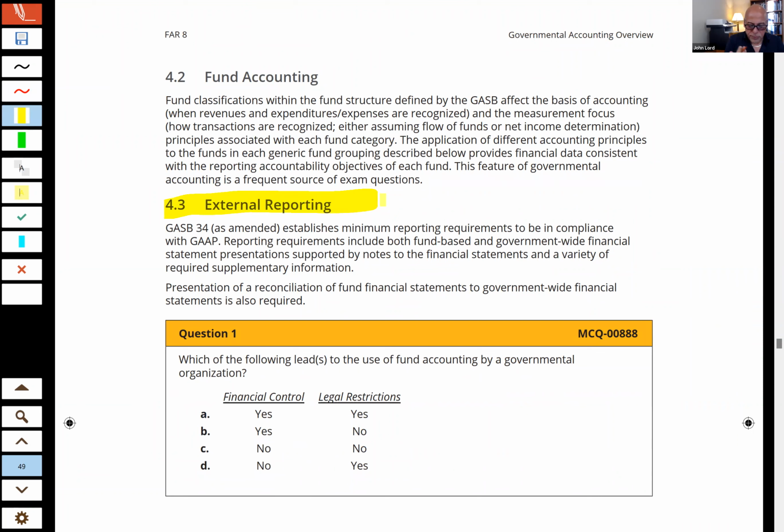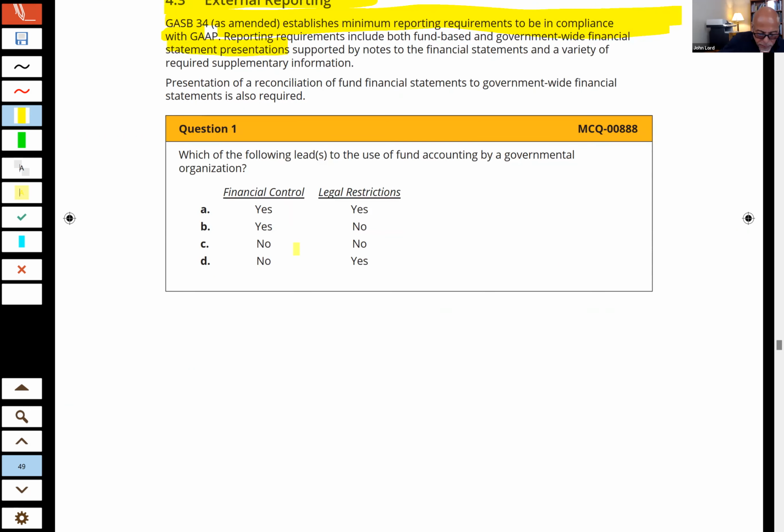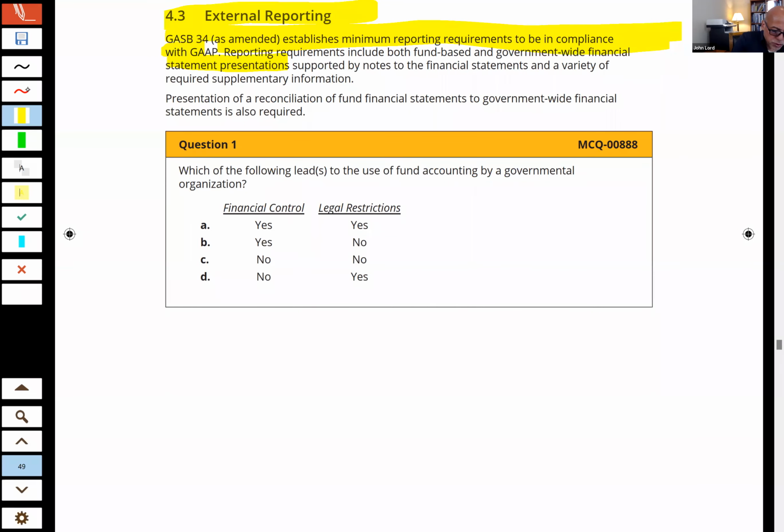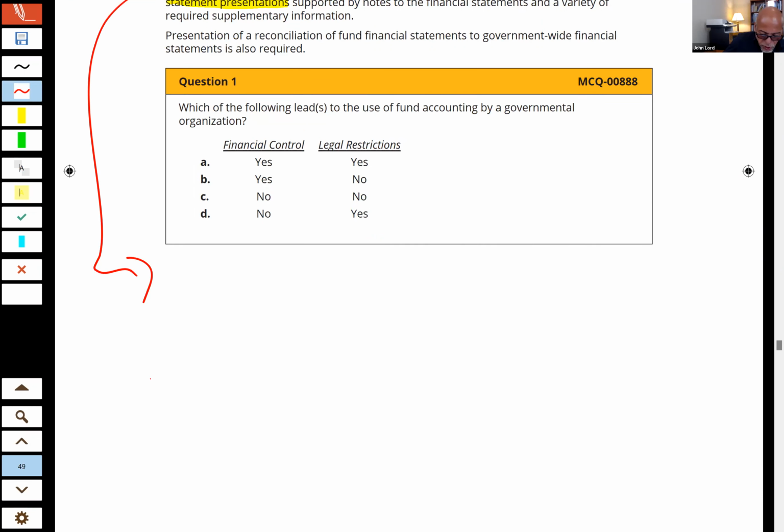So why they're calling this out as external reporting: they say that GASB establishes minimum reporting requirements to be in compliance with GAAP, and they talk about both fund-based and government-wide financial statement presentation. Since we're talking about the basic financial statements that you saw in that other chart as being so heavy, let's just try to give ourselves a graphic as to what we think this might look like, okay?